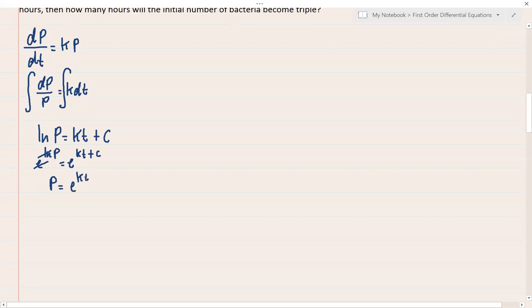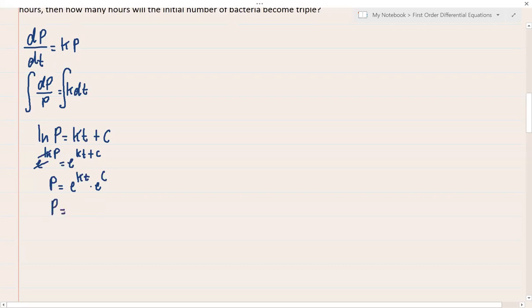Magiging e raised to kt times e raised to c. And remember, c is an arbitrary constant. And as you can see, we have e raised to c. So when we say e raised to c, it is just a constant, not an exponential function. Therefore, dito, yung e raised to c mo, magiging siyang arbitrary constant na rin siya.